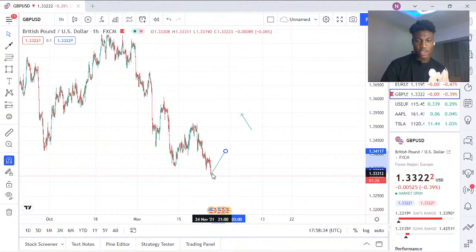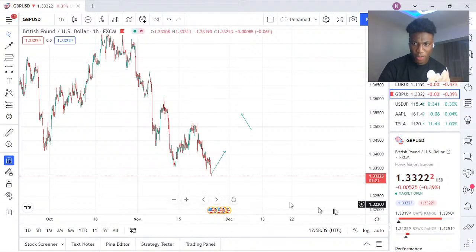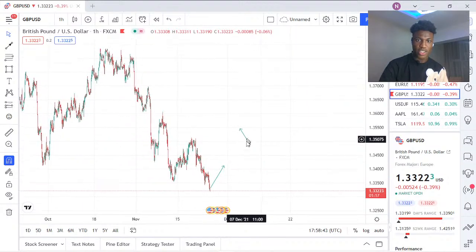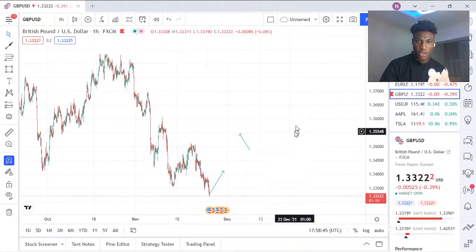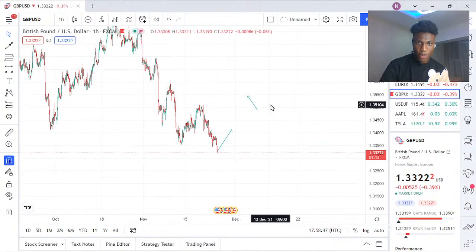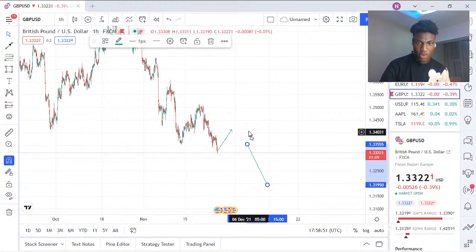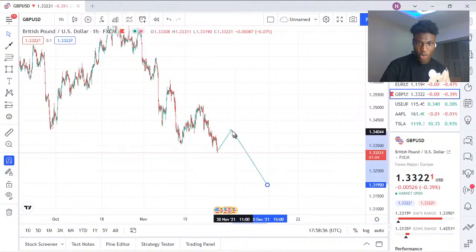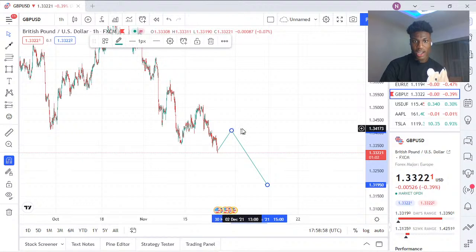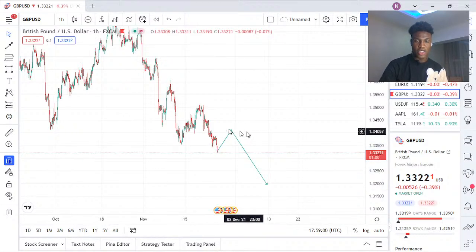So for sell limit, you're placing your order above the current market price. Where is the current market price? Right here. This red line you're seeing is the current market price. Now you're placing your order above the current market price in anticipation that once market gets to that point, it activates your entry and market starts to come down.